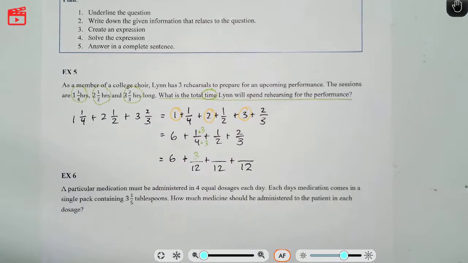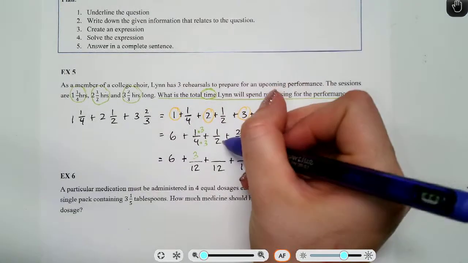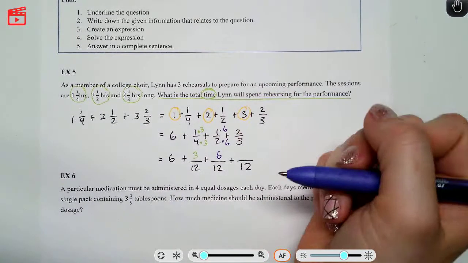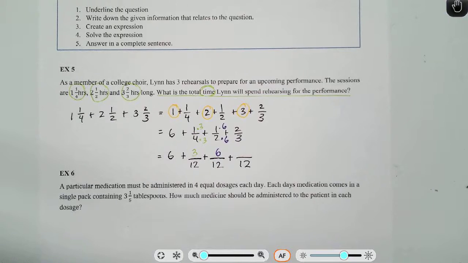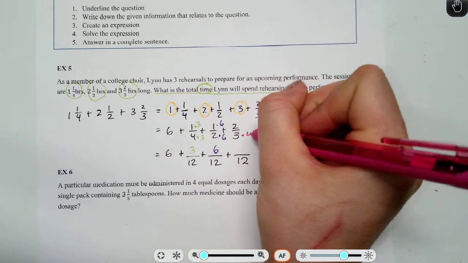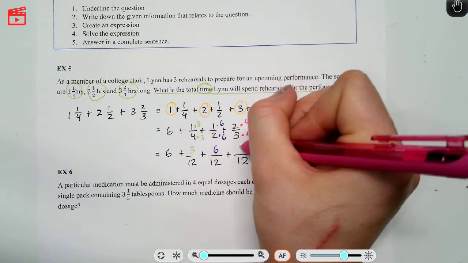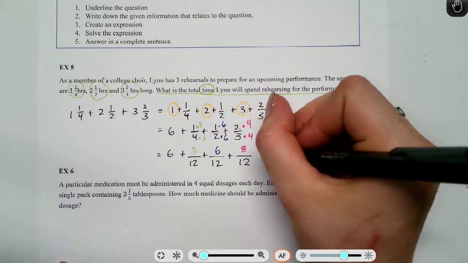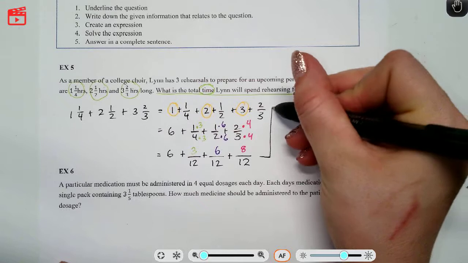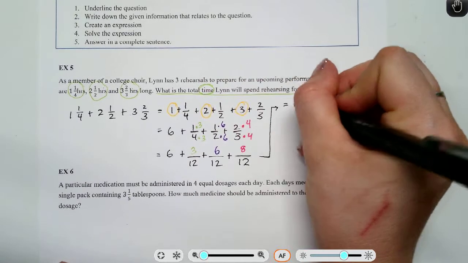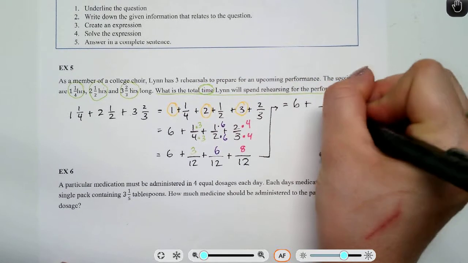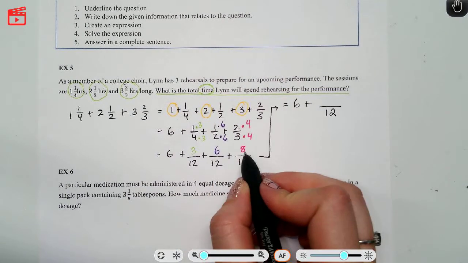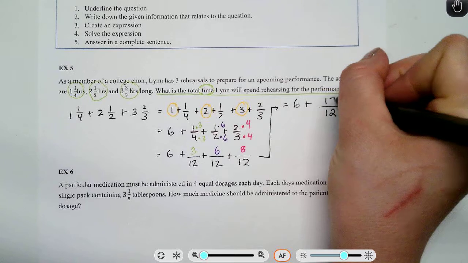We get 3. To make 2 look like 12, we're going to multiply by 6 and 6. 1 times 6 gives me the 6. And then to get 3 to look like 12, multiply by 4, and we get 8. All right, let's go ahead and I'm going to move my work over here with my arrow. That's going to be 6 plus, all right, what do we have? 3 plus 6 is 9. 9 plus 8 is 17.